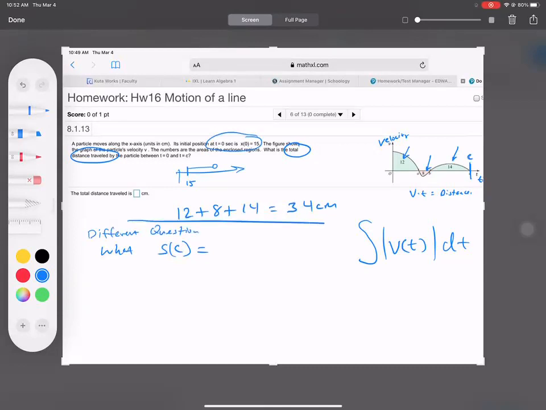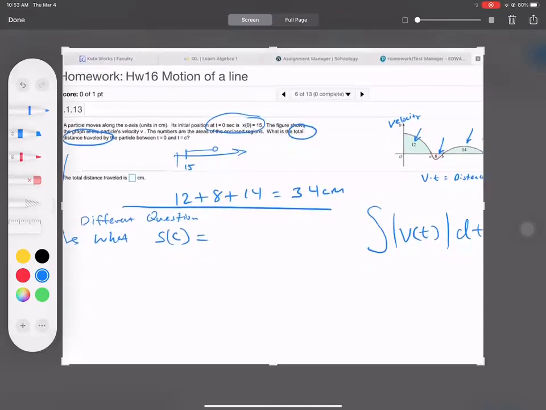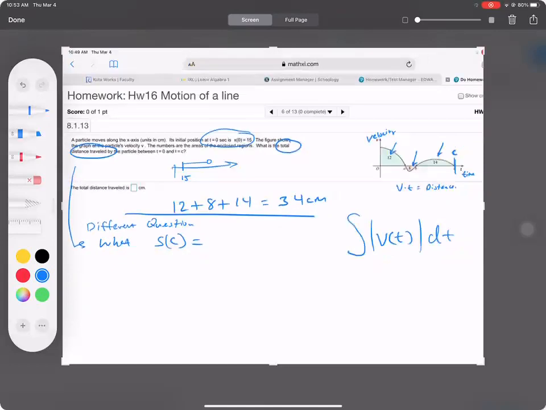Different question, but we're going to use all the same ideas here. What is the position of my particle? So that's our position. Now, I'm going to draw this a little bigger, okay? We started off at 15. Sorry, they call it X here. X, let's use X then, fine. X of 0 is 15.